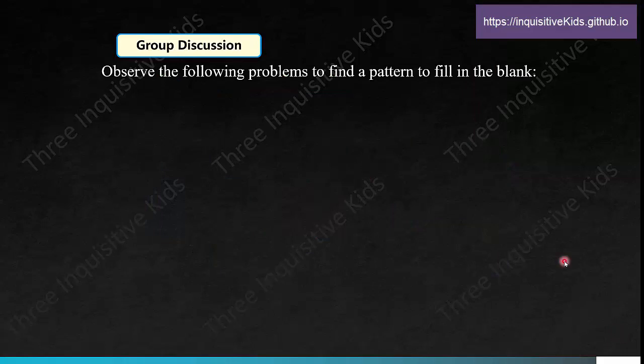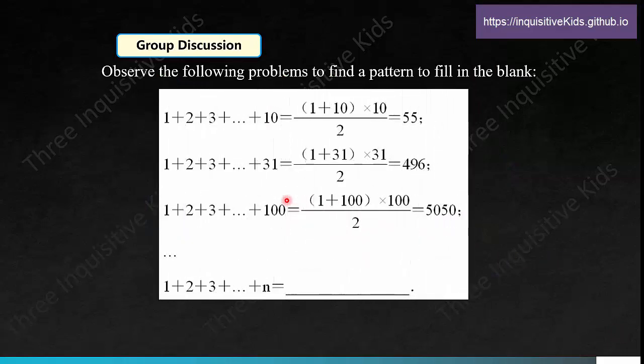Now, here's a problem. So we have these expressions over here. 1 plus 2 plus 3 all the way up to 10 is equal to this expression. 1 plus 2 plus 3 all the way up to 31 is this expression. And 1 plus 2 plus 3 all the way up to 100 is this problem. Now we're being asked 1 plus 2 plus 3 all the way up to an unknown variable n. How will we describe it in this expression form? We don't need a complete answer, we just need that section.